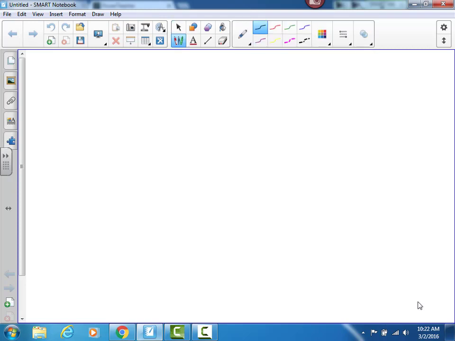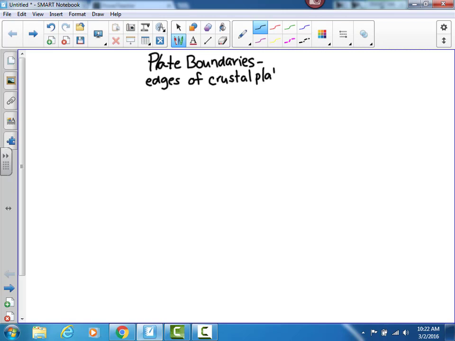So, what would be a good title for our concept map? Plate boundaries. And we usually try to do just a really short definition with it. So we'll put plate boundaries kind of top center. And hopefully we know at this point that those are the edges of the crustal plates, or the plates of the crust. Plate boundaries occur at the edges of the tectonic plates.